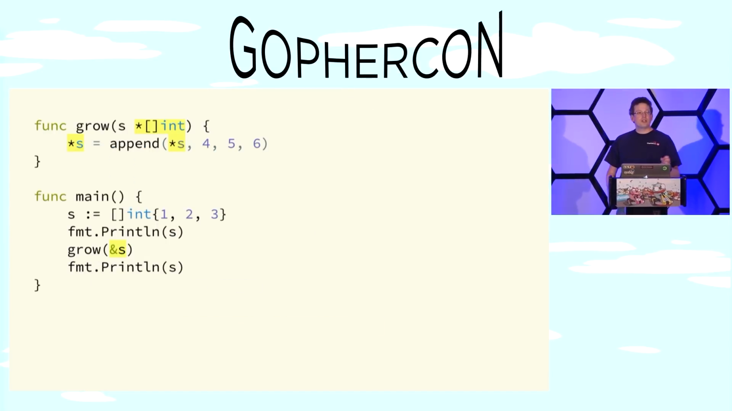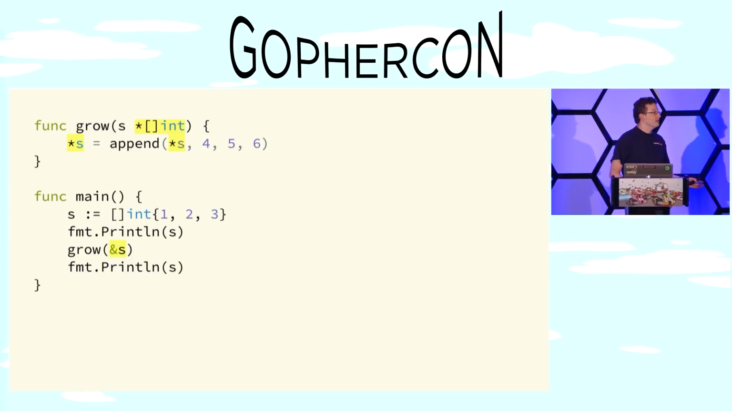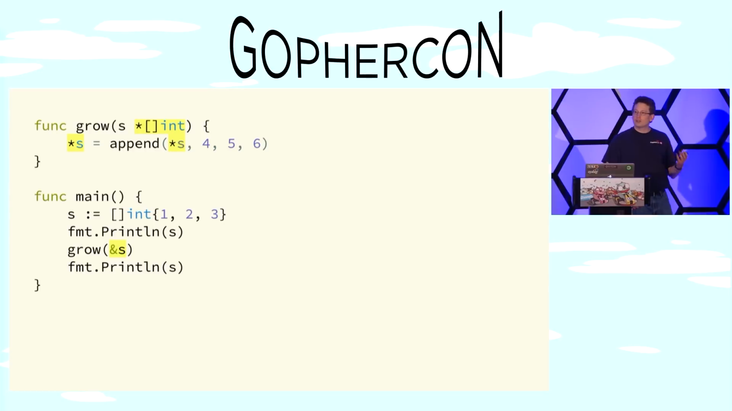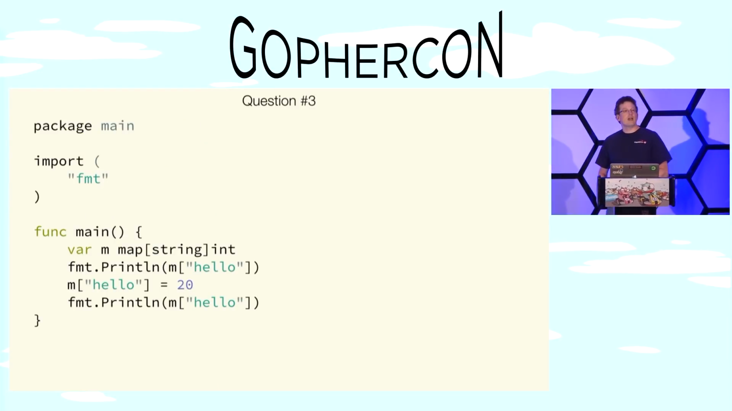And since that's copied to the function with the length and the capacity, that's why it stayed the same. So if you want to write a function that changes the length of a slice that's passed into it, you have to make the parameter a pointer to a slice. And really, this is the only situation where you want to make a function parameter a pointer to a slice. So let's move on to the other built-in data type, the map.